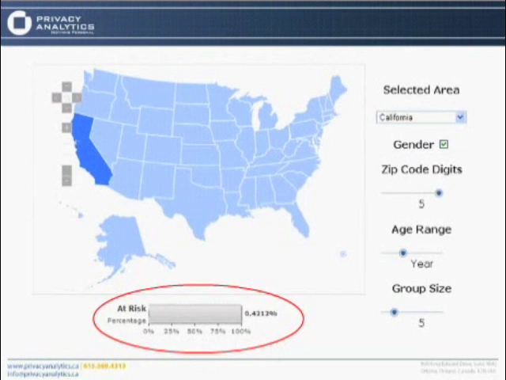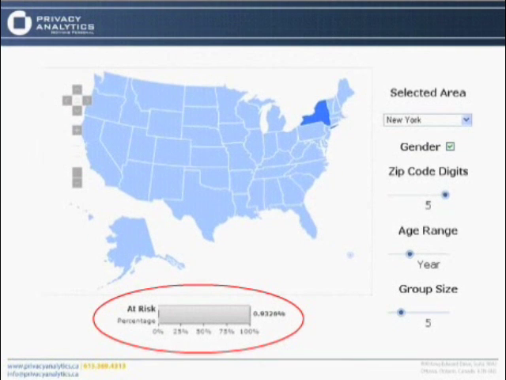And as I mentioned, it varies by state. So for the state of New York, the same information is almost twice the percentage for California. So the point is that it varies by state. So region does matter. And the assumption of what's acceptable risk is important. So are you going to look at unique individuals in the population, or are you going to look at people in groups of 5 or less?